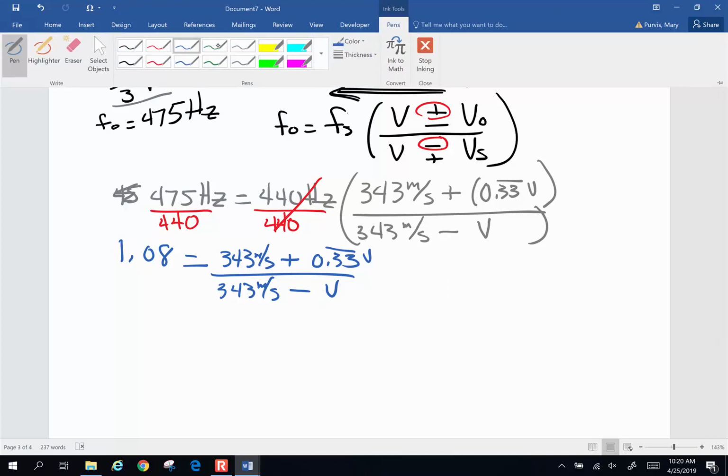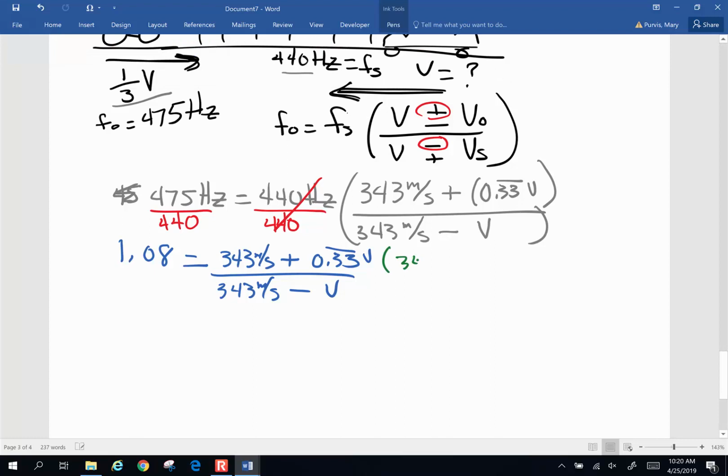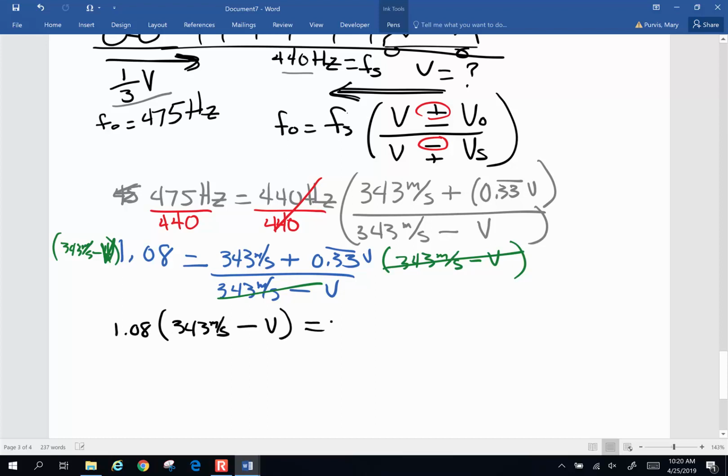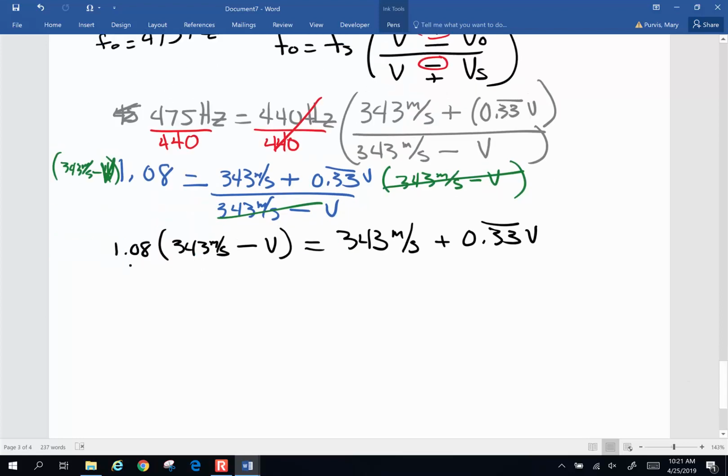Next thing I'm going to do is multiply both sides by 343 meters per second minus V, and that's going to cancel the denominator. I'm going to end up with 1.08 times 343 meters per second minus V equals 343 meters per second plus 0.33 repeating V. Okay, distributive property. Remember that old distributive property? This has got to be distributed through. Also multiply this times that, this times that.